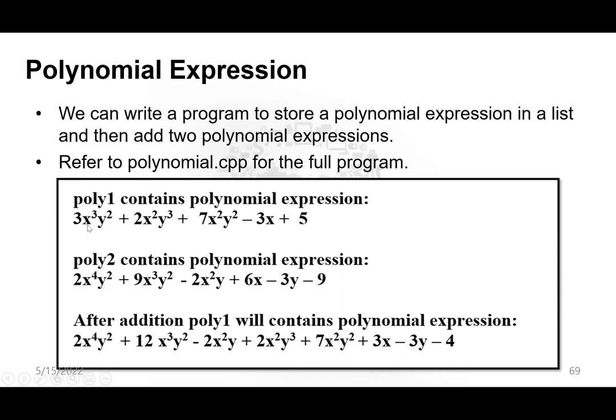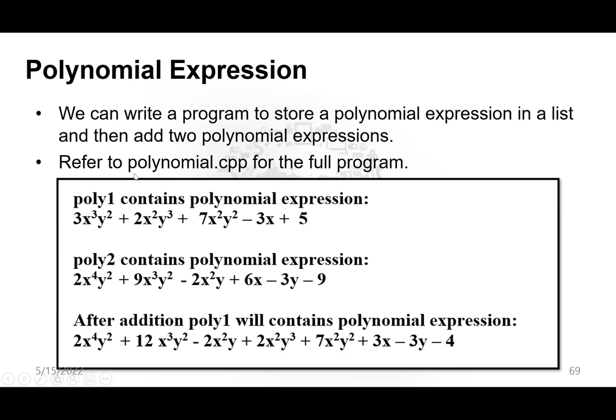You can only add, for example, this 3x power 3 y power 2. So you look in poly 2, do you have any expression that has the same exponent x and exponent y, like x power 3 y power 2? You have one, this 9x power 3 y power 2. So this 3 and this 9, the coefficients, will be added together and become 12 after addition. So here, this x power 3 y power 2, the coefficient after the addition is 12. So this is how we add the two polynomials together.